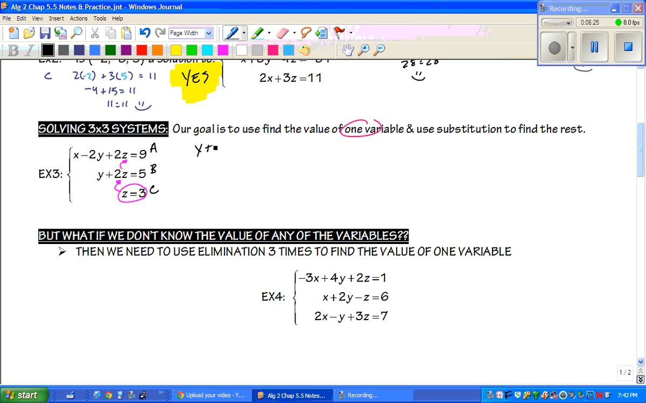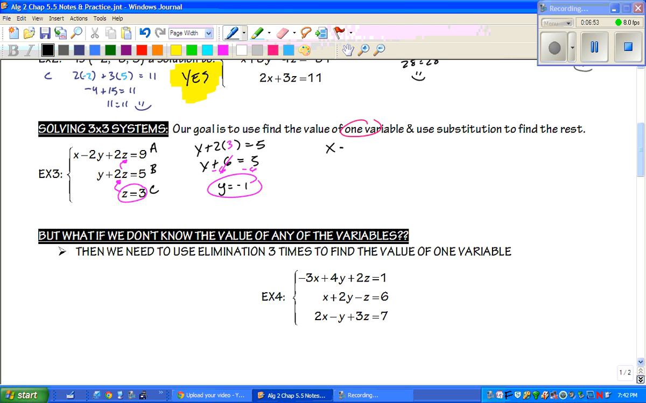We got y plus 2z equals 5. So we're going to plug in the 3. y plus 6 equals 5. Subtract the 6. y equals -1. Okay, so we know what z is and we know what y is.